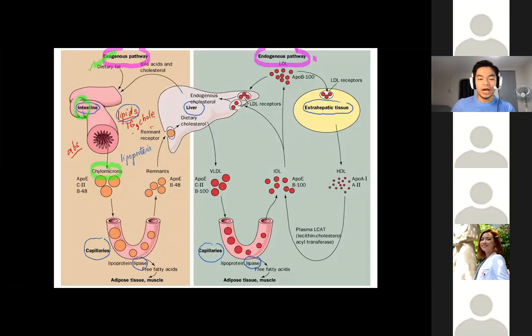So habang nagta-travel ang chylomicrons, of course, in the capillaries, it will meet an enzyme. So it will meet lipoprotein lipase that is a hydrolyzable lipid. Okay, hydrolyzable lipid. Now, anong implication pag nagkita ang chylomicron at ang lipoprotein lipase? This tells us that lipase will hydrolyze chylomicrons, particularly the lipid na hydrolyzable sa kanya.